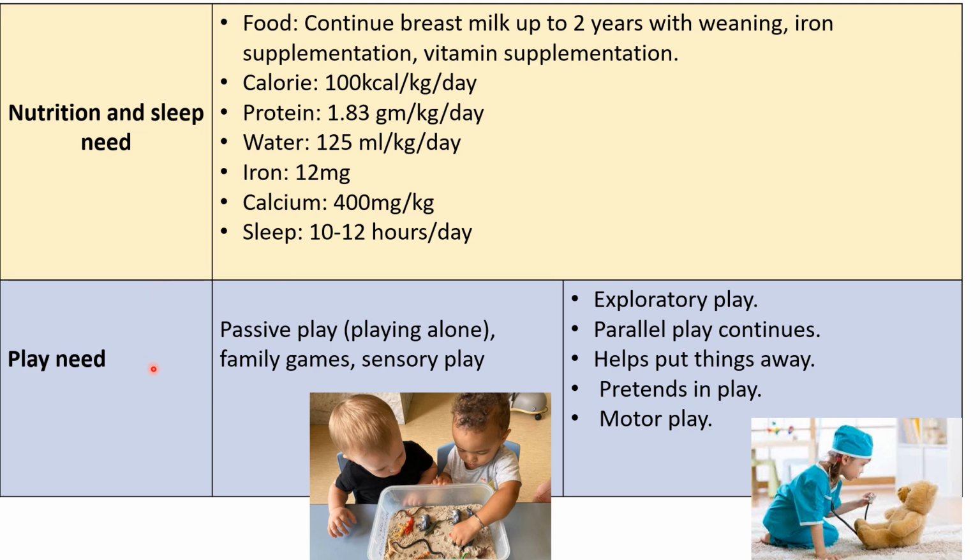The play need. The play in a toddler is passive play, that is, they will be playing alone. Or we can call the play in a toddler parallel play. Another child will be playing at the side and this child will not associate with the other child. They will be sitting separately and sometimes playing the same game. So they are doing passive play, they will be involved in family games, and sensory play. By touching things, they are having sensory play. You can see this in the picture. Second, they will be having exploratory play.